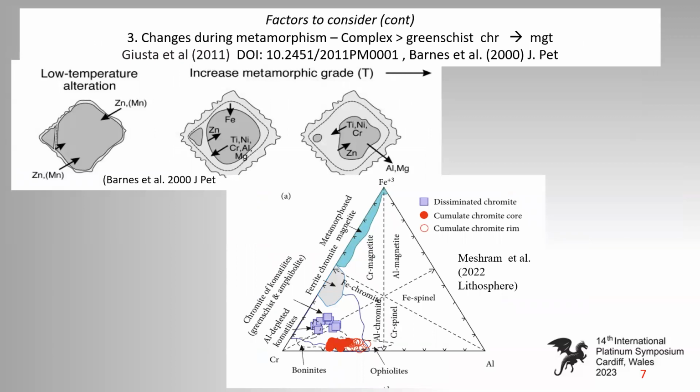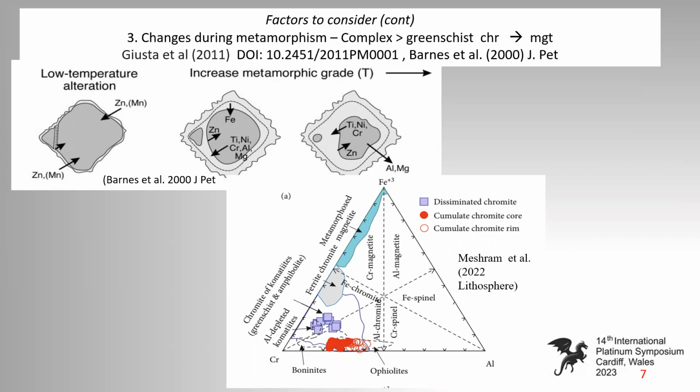And then, of course, as pointed out by Steve some time ago, there are complex changes during metamorphism. Now, I'm not going to be talking about metamorphosed chromites, but if you've got metamorphosed chromites above greenschist facies, it's horribly complicated and it's not easy to interpret.